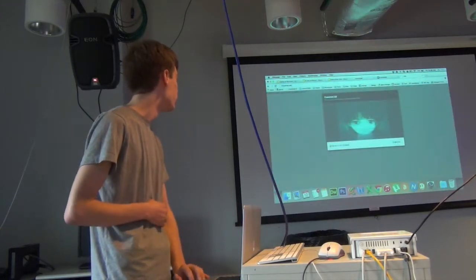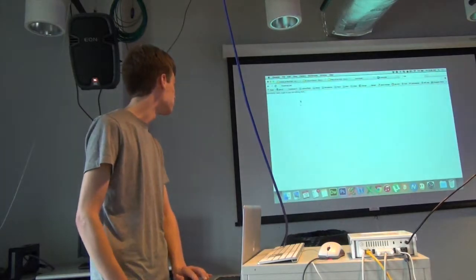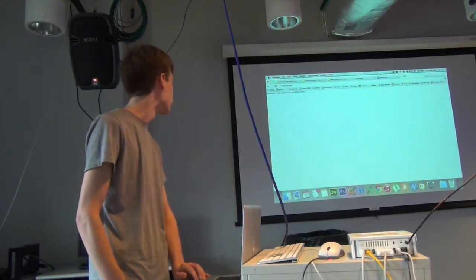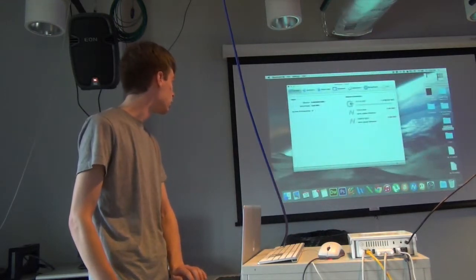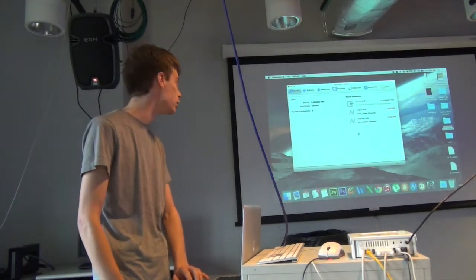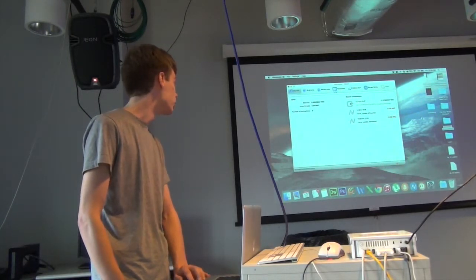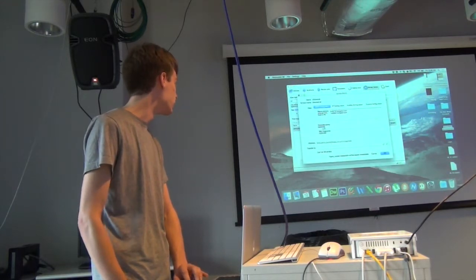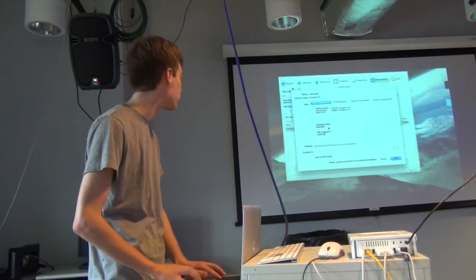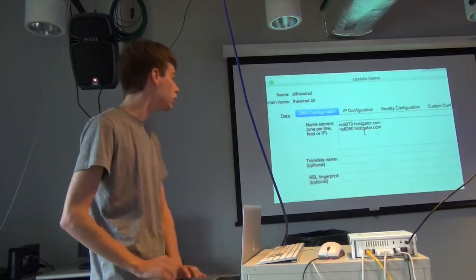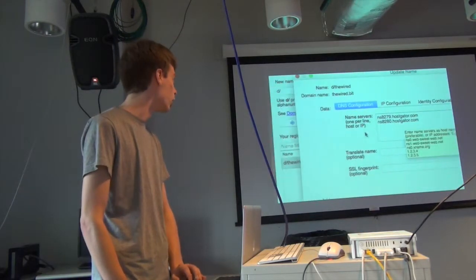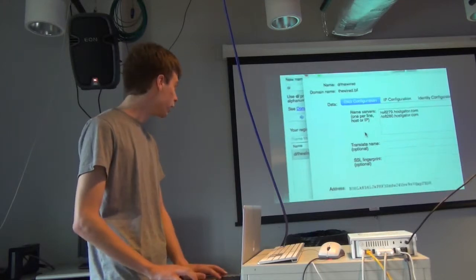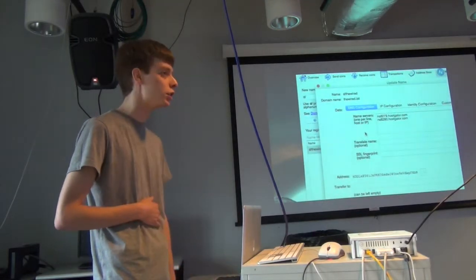This is my site running on Namecoin. This is my Namecoin wallet. So this is my Namecoin application. Basically, the way it works is you can submit names. I wish the resolution on the screen was a little bit better. You can submit domain names to Namecoin, and it'll be put on their public ledger.